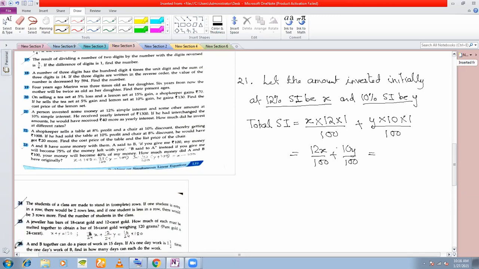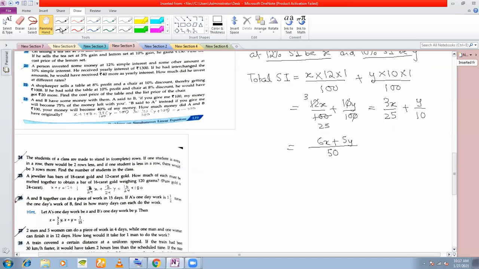Okay, so if you cancel, 12 and 100 cancel by 4, 3 and 25, and here 10 will cancel. So actually we are getting 3x by 25 plus y by 10. Take the LCM. LCM is 50. So this is 6x plus 5y by 50. This is the total simple interest.